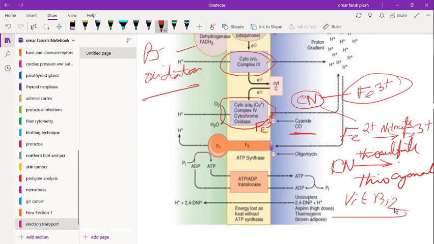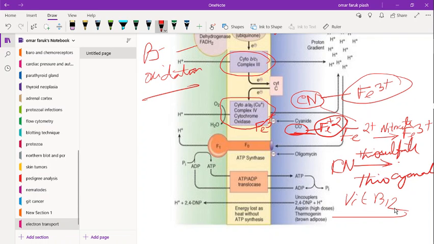Carbon monoxide binds with Fe2+. Carbon monoxide binds with Fe2+, so it can bind any Fe2+ located in the blood or located in the inner mitochondrial membrane. So what you have to do in carbon monoxide poisoning is immediately give the patient oxygen. Hyperbaric oxygen is necessary to overcome the carbon monoxide fatality.